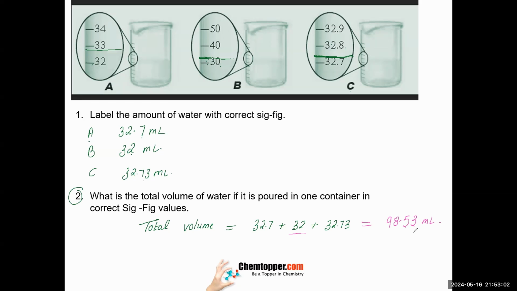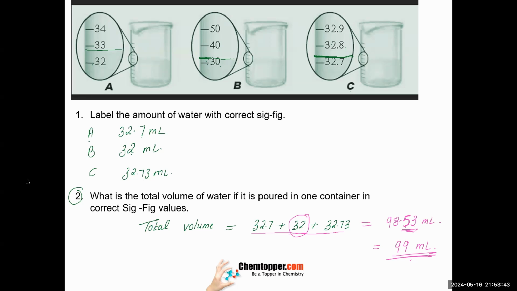98.53 ml. But I cannot express my answer like this because according to the addition subtraction rule, I have to express my answer in minimum decimal places, meaning no decimal place as in 32. So I have to drop this 53. But this 53 is greater than 50. So I have to add 1 to this 98 and, by the rounding off rule, it will become 99 ml. That's the answer.